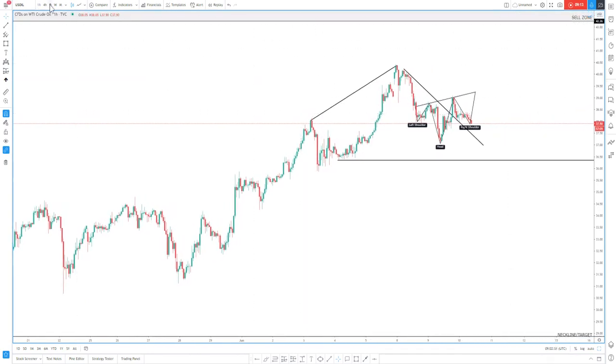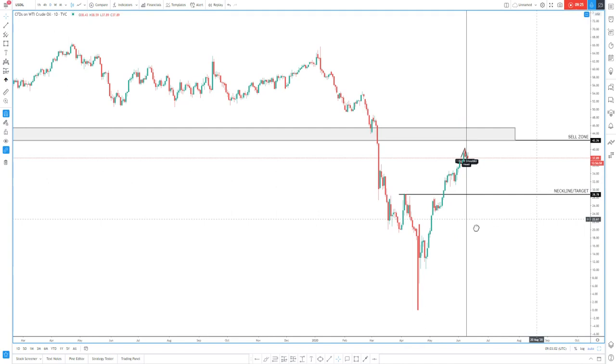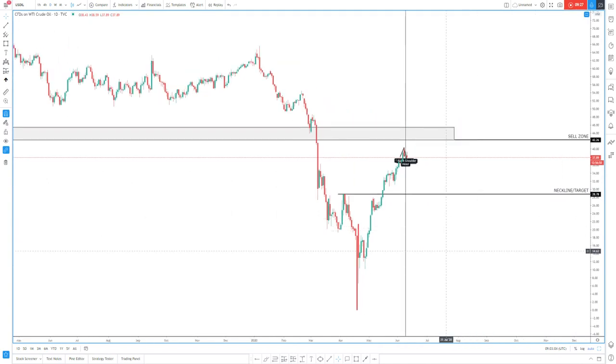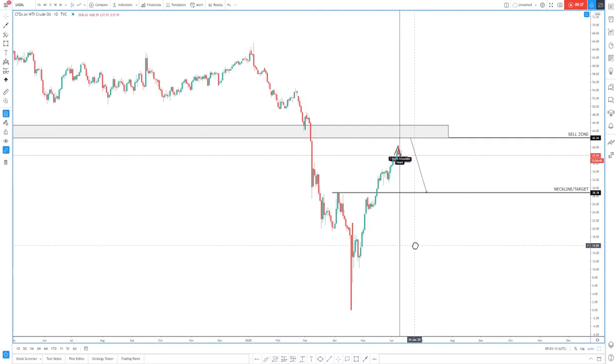So my bias, I'm not interested in going long on oil, I'm interested in going short, from my bias and sentiments all gathered together. I look to go short on US oil. I just watch it short back to the neckline. That's my bias. Short back to the neckline, which is quite a good amount of pips and a good amount of R.